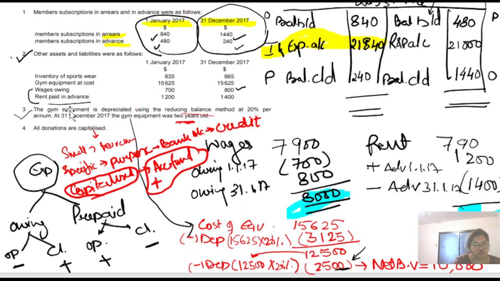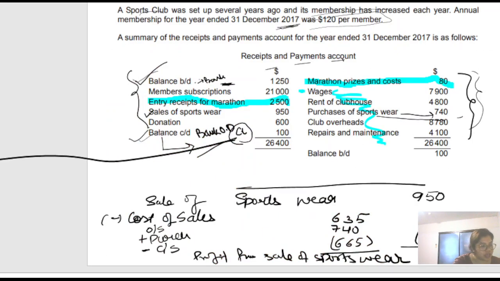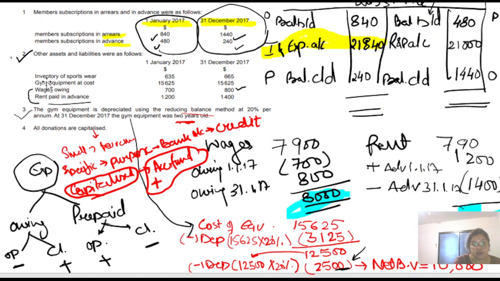After that we have to use the other balances, like cash, bank, whatever we have. Bank we can take from the receipt and payment account, that is 1250. Then we take other assets like inventory: we have sports wear inventory of 635. Prepaid advance is also an asset, so 1200 we have to take. Then subscription earlier 840, we take from here. This way we get to know these are our assets.